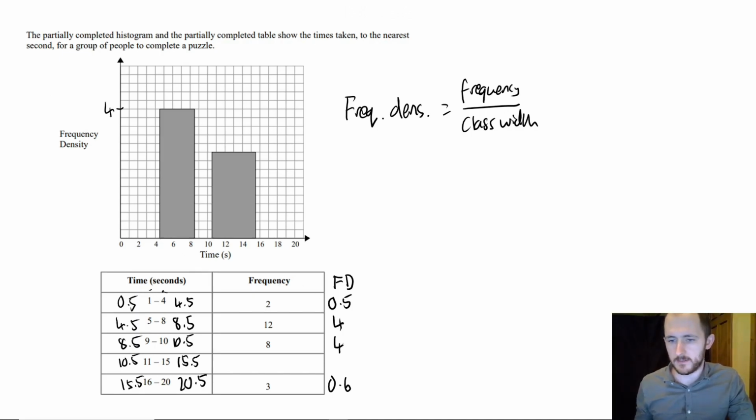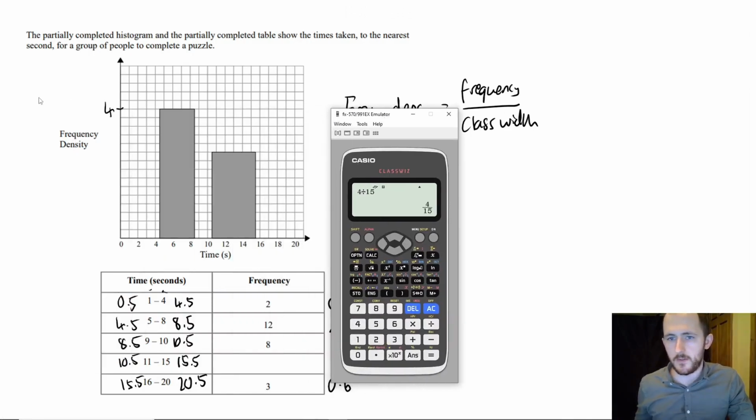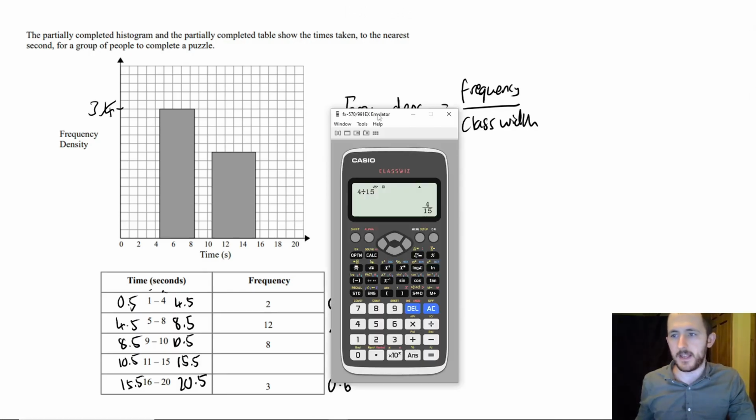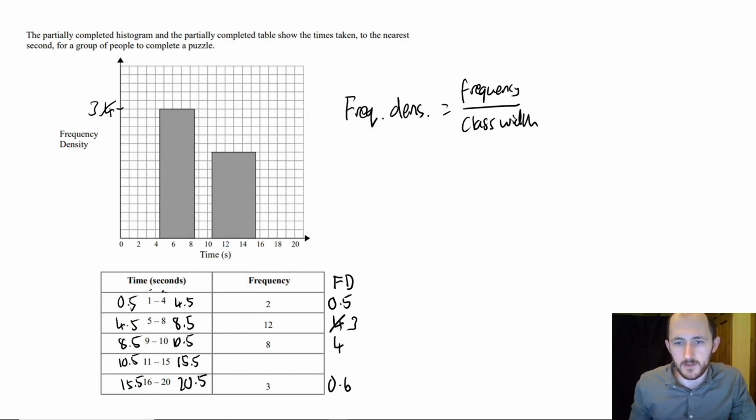Oh, hang on one second. I made a mistake here. That should be 3. So it's actually 3 divided by 15, which is 1/5. So each box goes up in 0.2s. So we can put 0.2, 0.4, 0.6, 0.8, and then 1. So that gives us the actual increments that we have. Perfect. Now we can read off what the frequency density is for 10.5 to 15.5.